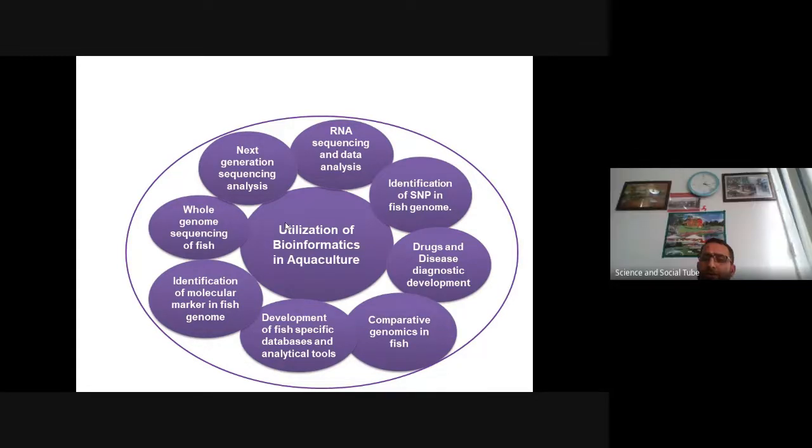Okay, so you want to identify single nucleotide polymorphisms in the genome. If you have the whole genome, you want to find out where the polymorphism is. You want to analyze the next generation sequence data which has been taken from the fishes. So these are some of the applications that we have. I have brought these here to show you why you can use these bioinformatics tools or software to analyze the data.